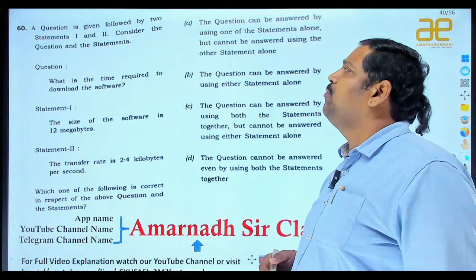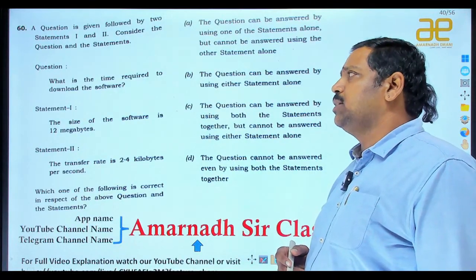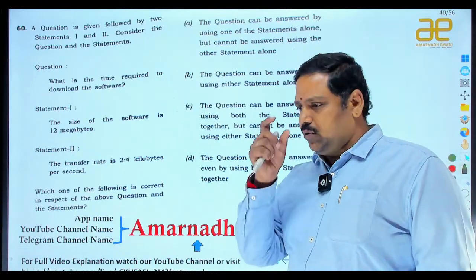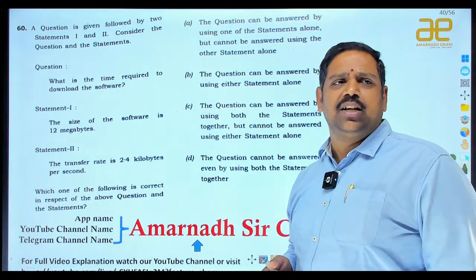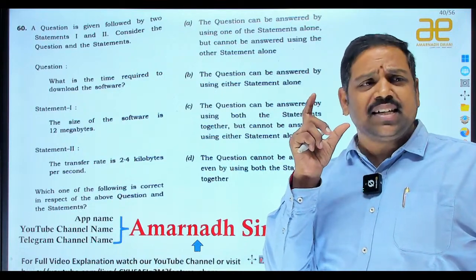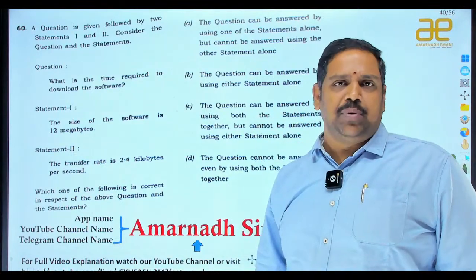A question is given followed by two statements 1 and 2. Consider the question and the statements. Question: what is the time required to download the software? Downloading software you have already experienced in your real life, right? Two things it requires. Number one, what is the size of the software? Number two, what is your internet speed, right or wrong?